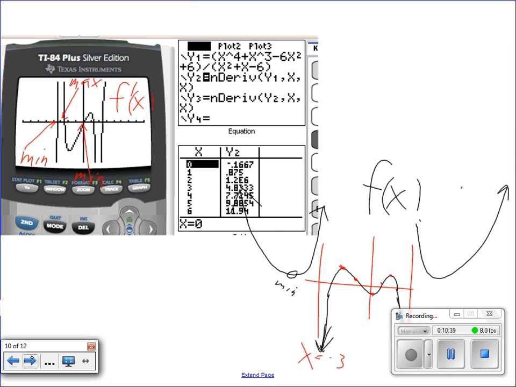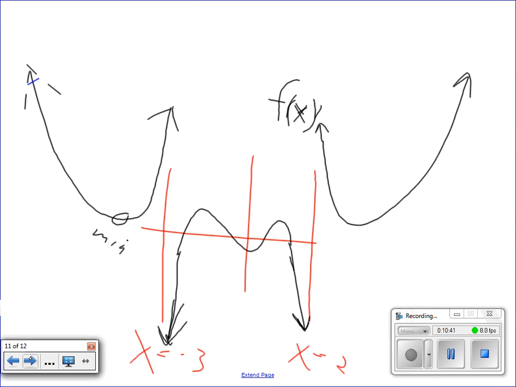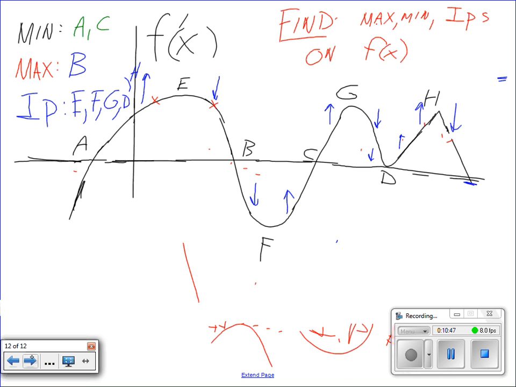Let's see what else I have on this thing. Okay, and there is kind of what I came up with, right? That's kind of what I came up with. All right, new problem.